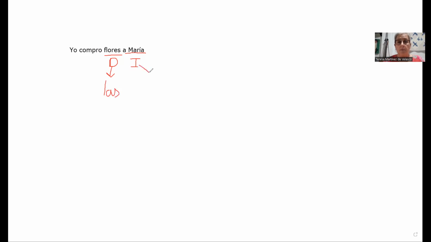When it's indirect object, we remember that all of them will be le, right? So we remember the order: subject, indirect object, direct object, and verb. So I'm going to do yo, I don't need the subject, so I forget it. Le, las, compro, right?